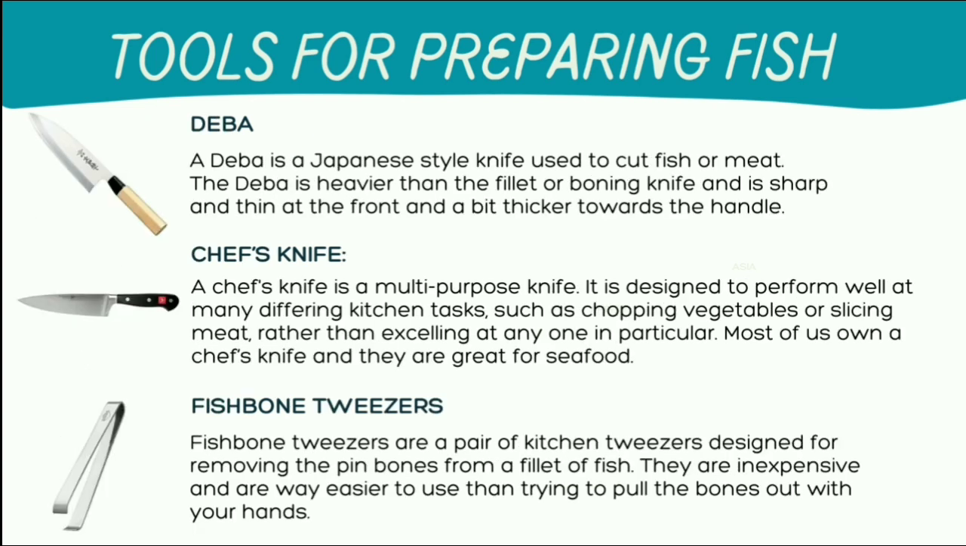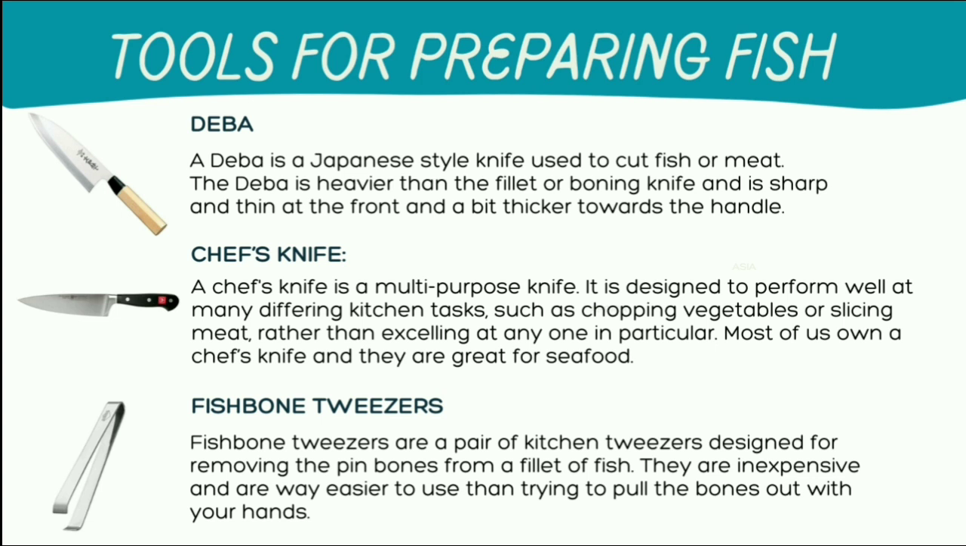Next, deba. A deba is a Japanese-style knife used to cut fish or meat. The deba is heavier than the fillet or boning knife and is sharp and thin at the front and a bit thicker towards the handle. It is versatile and can be used to fillet, but is also particularly good at cutting through the bones of the fish, such as to remove the head or cut through the ribs.